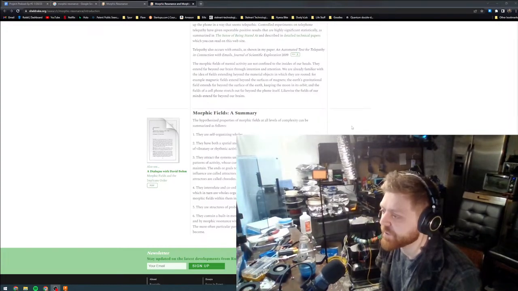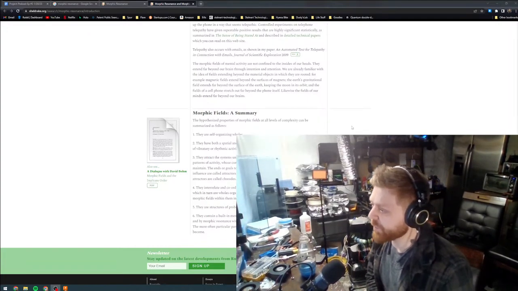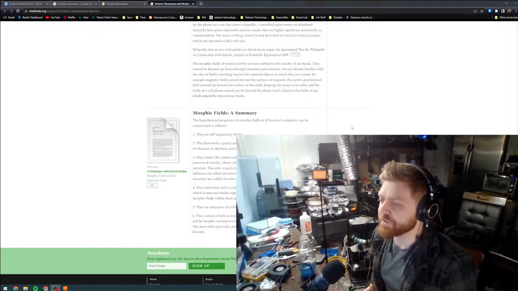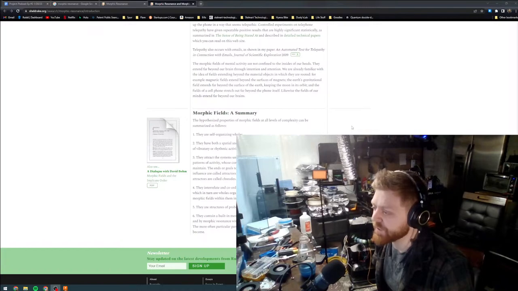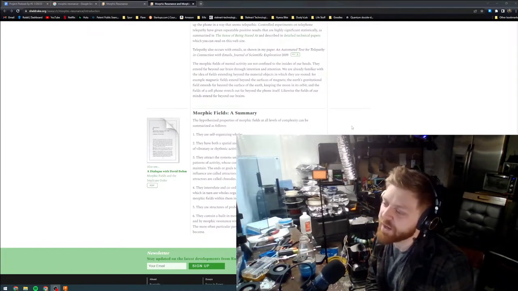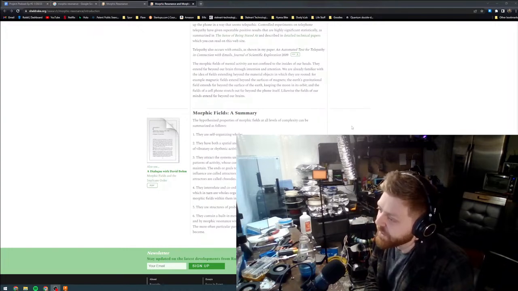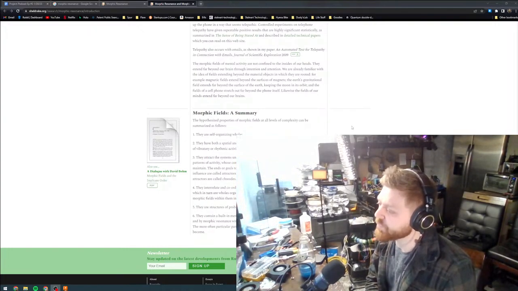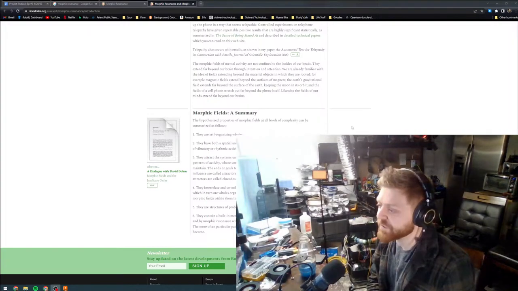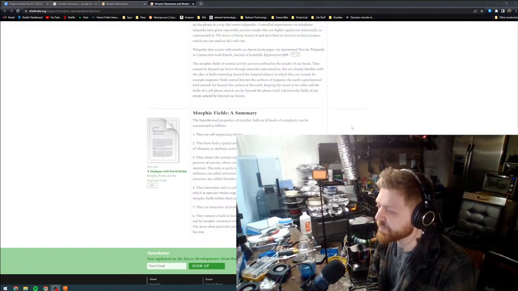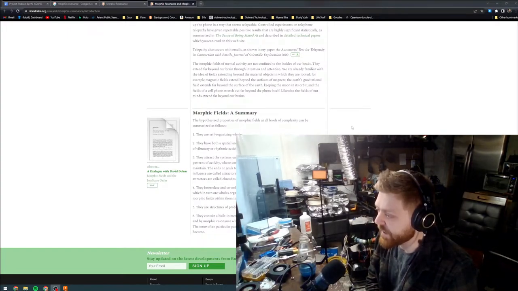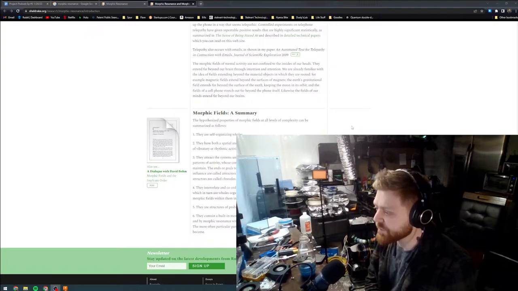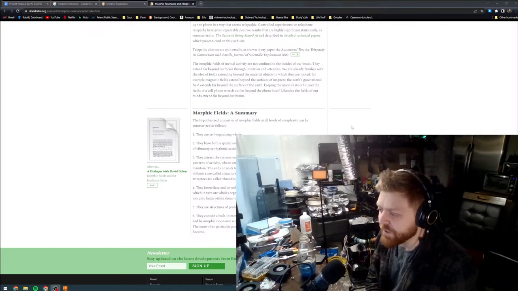Morphic fields. Let's just finish the summary here. The hypothesized properties of morphic fields at all levels of complexity can be summarized as follows. They are self-organizing wholes. They have both a spatial and temporal aspect, and organize spatio-temporal patterns of vibratory or rhythmic activity. They attract the systems under their influence towards characteristic forms and patterns of activity, whose coming into being they organize and whose integrity they maintain. The ends or goals towards which morphic fields attract the systems under their influence are called attractors. The pathways by which systems usually reach these attractors are called creodes.